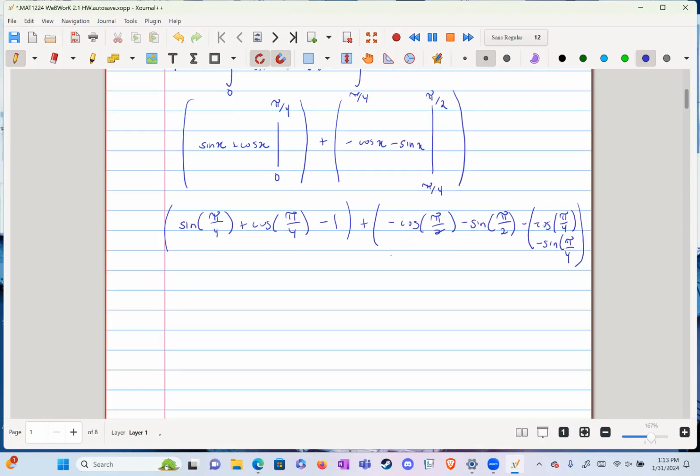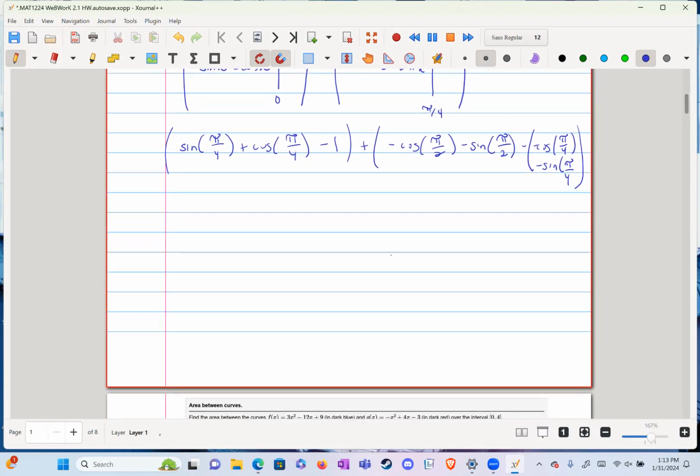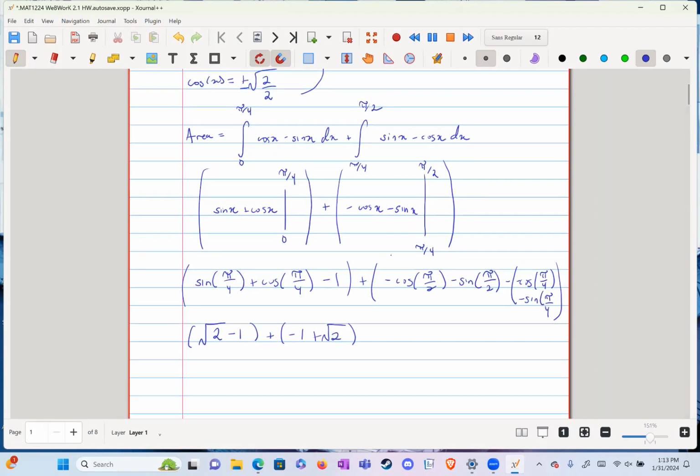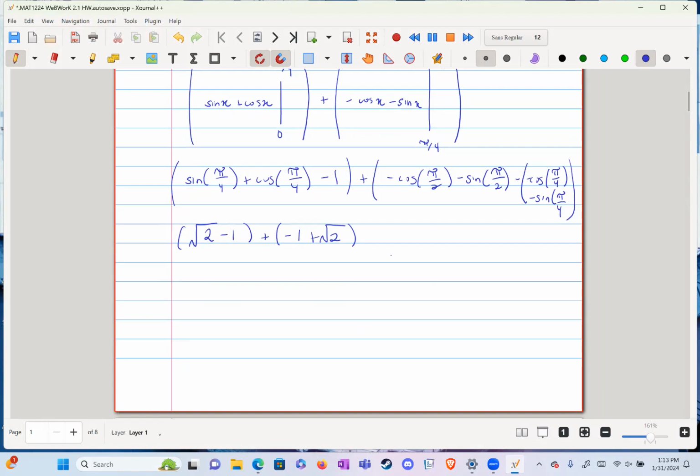Okay. Now when we plug this all in, this is just going to evaluate to negative square root of 2 minus 1 plus negative 1 plus square root of 2, which makes sense. It's because they're just alternating, which is just going to give us negative 2 and then 2 square root of 2. And that is our answer to problem number 1.